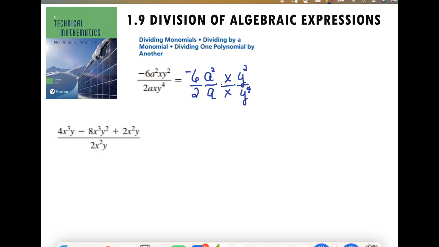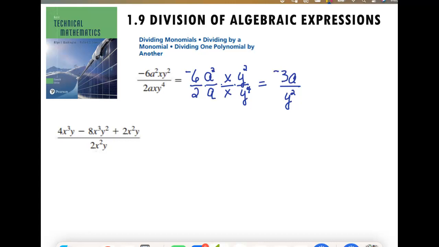So when we do that arithmetic, this -6 divided by 2 is -3. That goes up here in the numerator. So we've got -3. With the a squared and the a, that leaves us with just a in the numerator. The x's cancel out, so they're gone. And y squared over y to the fourth leaves us with y squared in the denominator. So that's our final answer.